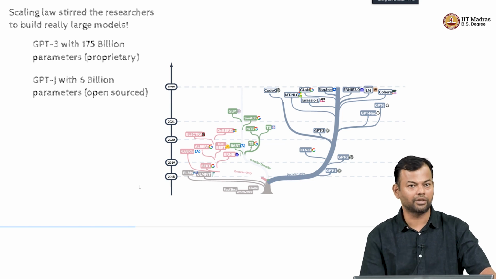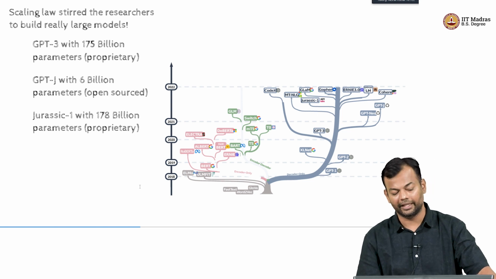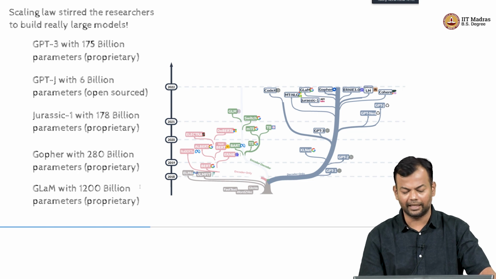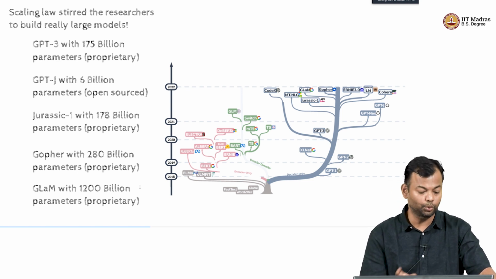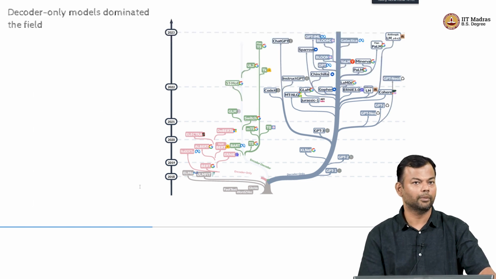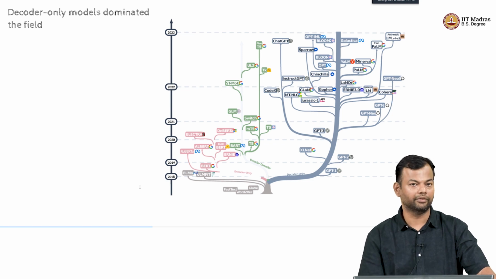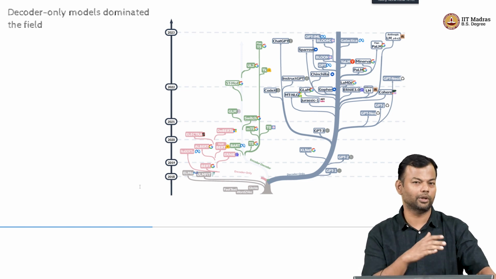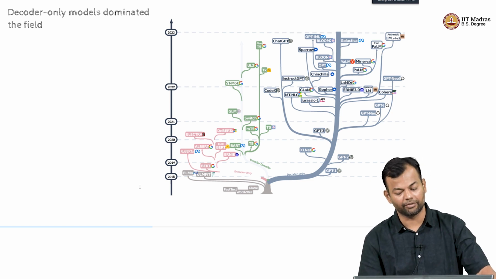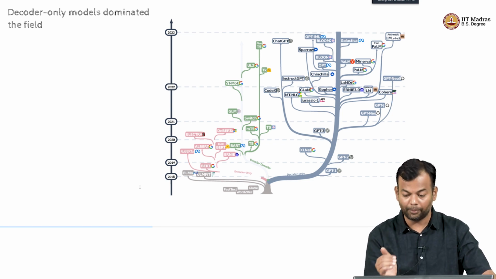We'll try to make more sense of this picture, but for now I just want to show you that many models have come out, right? Then there was Jurassic 1, which had 178 billion, Gopher, which had 280 billion, GLaM, which had 1.2 trillion parameters and so on. And some of these were proprietary models, some of these were open source models, right? And then, as I said, decoder-only models started dominating the field, with encoder-only models almost dying out, and a few encoder-decoder models surviving, right?